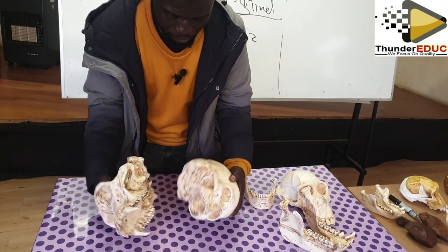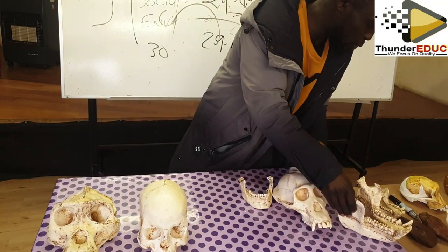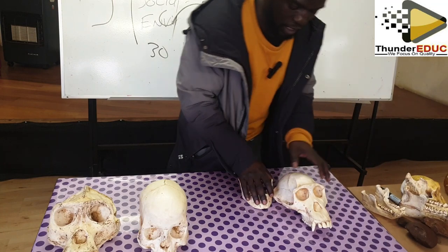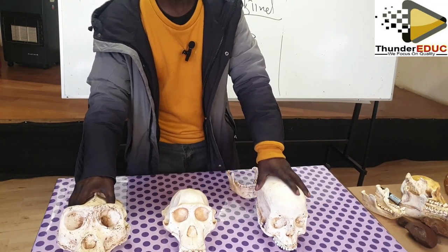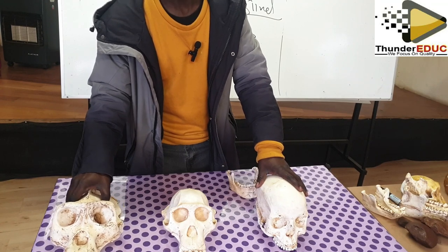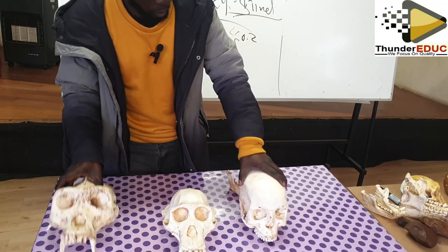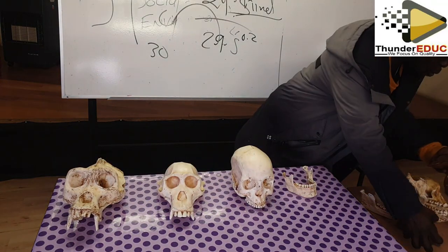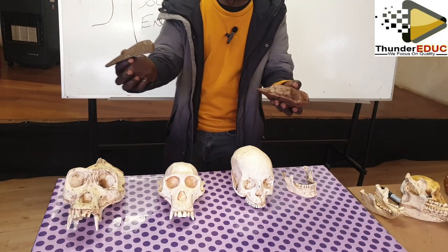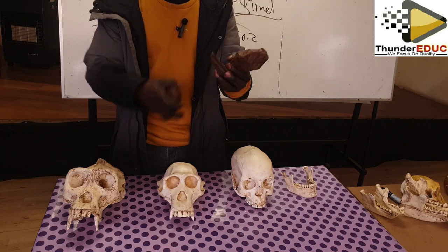Another question. Let me use three of them. Guys, I'm using these not because they're in dirty order. I'm just using them to bring about the picture I'm looking for. So I have three skulls here, and tools. A, B, C.